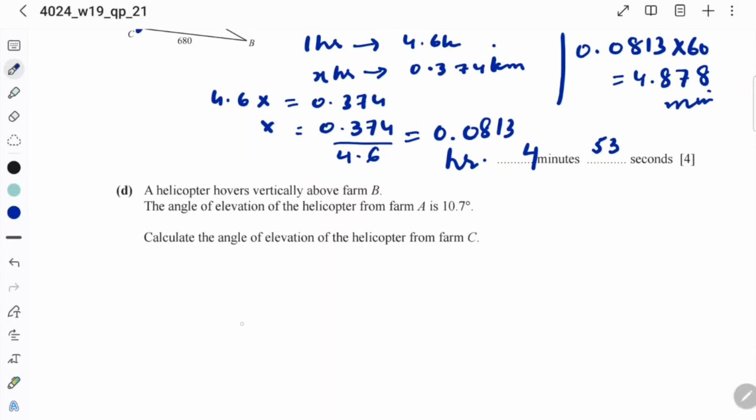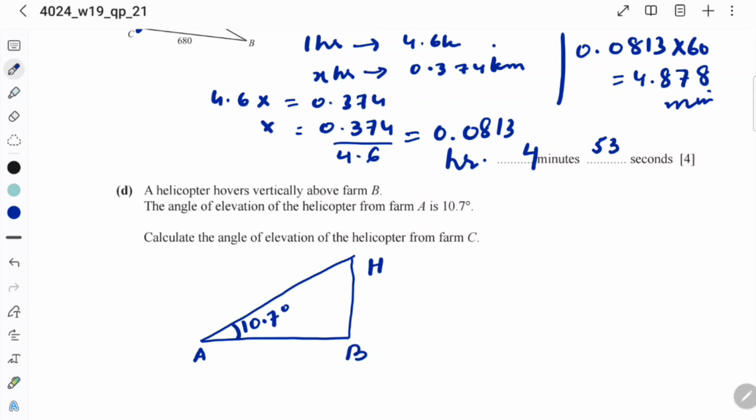If this is A to B, and a helicopter hovers vertically above B. Okay, helicopter. The angle of elevation of the helicopter from A is 10.7 degrees. We'll draw the diagram like this. Calculate the angle of elevation of the helicopter from C.